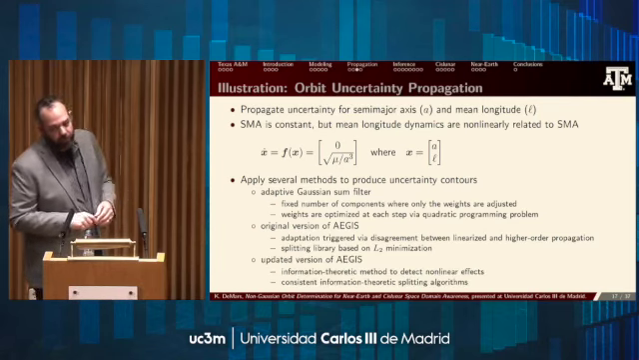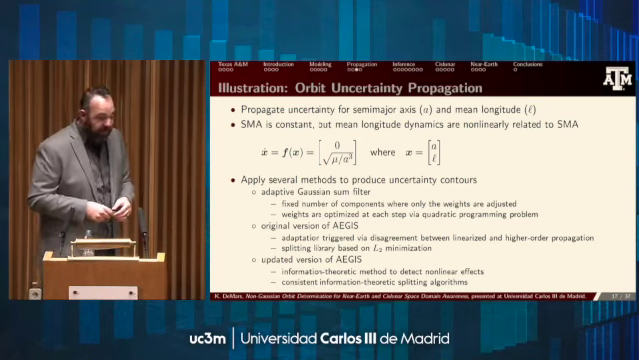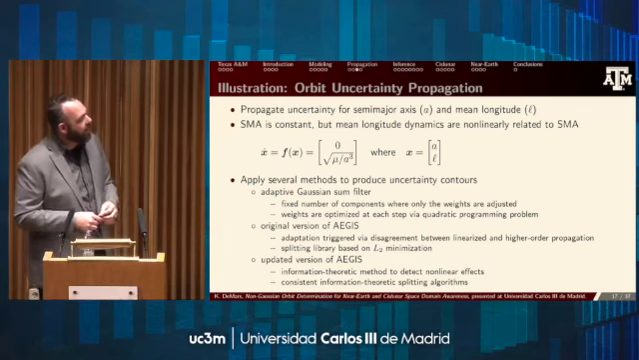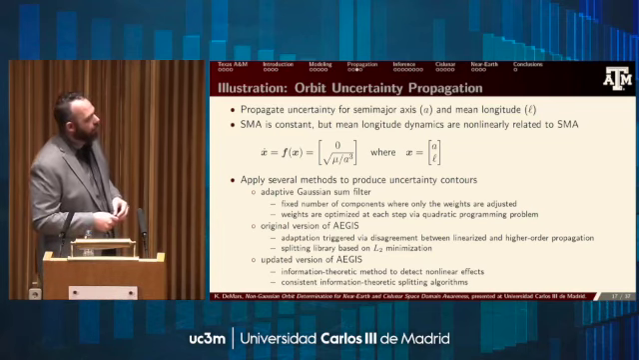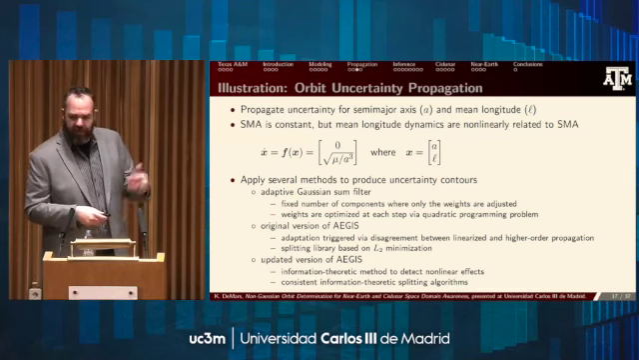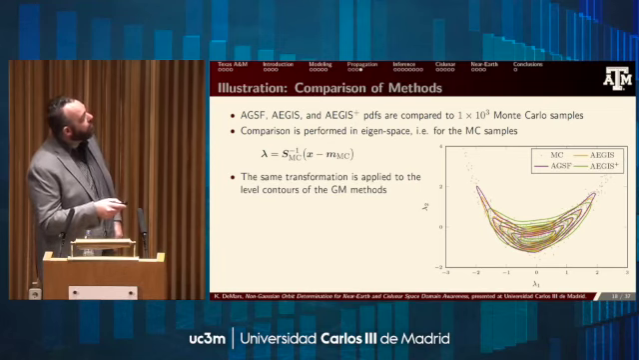And then I'm going to look at an updated version of AGIS where we use an information theoretic method to detect nonlinearity effects, and we're going to use a self-consistent information theoretic splitting algorithm. It's very similar to this one, just a different cost function that we are minimizing. So this is the result here.